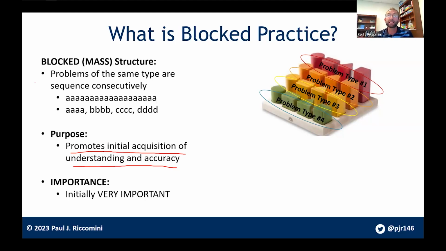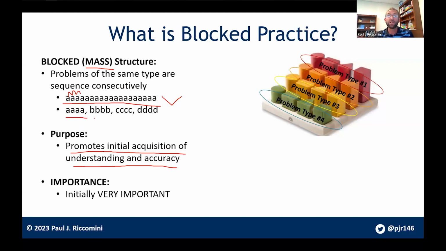Now, block practice can be called mass practice if it's all problems on the same page. So I'm going to use some symbols to delineate this. So A, all those A's, that means it would be a whole page of the same kind of problem. So the kids are doing order of operation, order of operation, order of operation, or whatever it is.